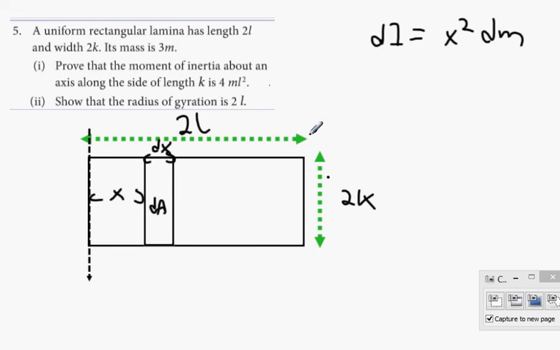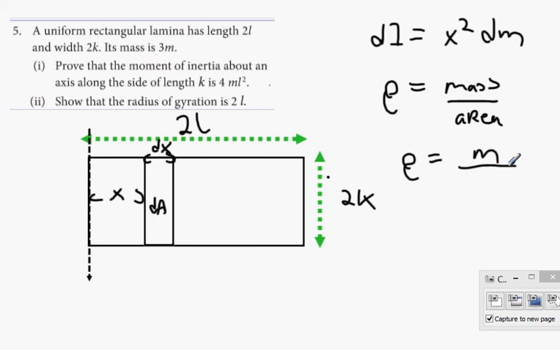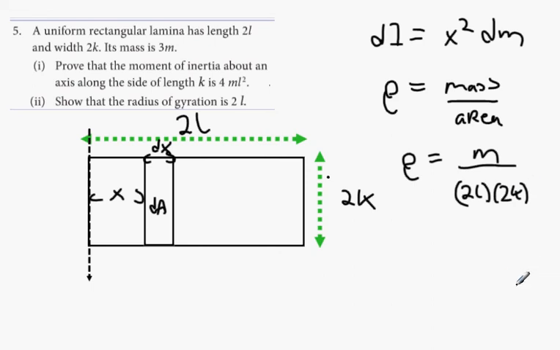Now I'm going to go through my routine. My routine is, I have to figure out what rho is. Rho is mass over area. And mass over area is going to be m over, what's the area of that? 2L, 2K. Now does it say anything about the mass? Oh, it's 3m. So the mass is 3m this time. So it's going to be 3m over 4KL. Is that alright for starting off?